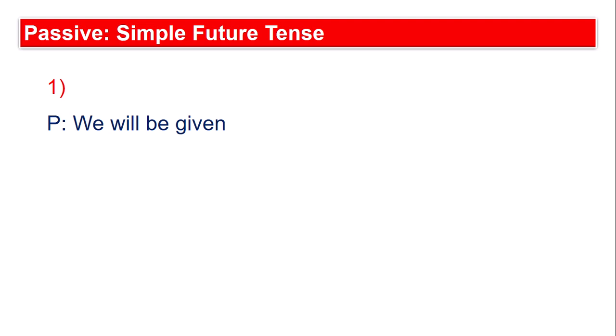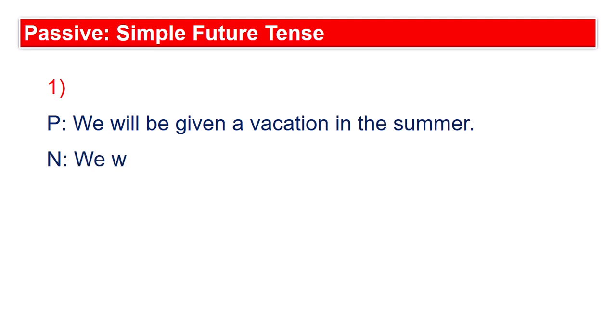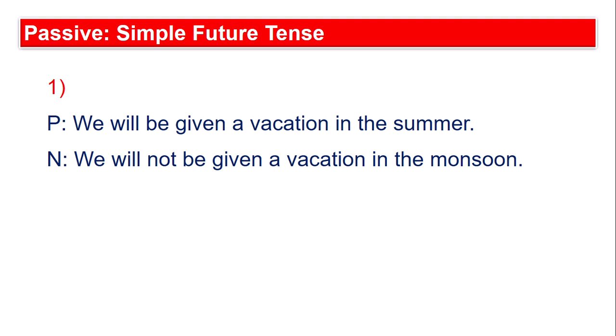So first sentence on your screen: we will be given a vacation in the summer. We will not be given a vacation in the monsoon. So I changed the season so that the meaning of positive does not change. And here in passive sentences there won't be any subject primarily, and we need to use the object initially in the sentence. So we, the activity is performed on us, that's why the sentence begins with we. We will be given a vacation in the summer. We will not be given a vacation in the monsoon.